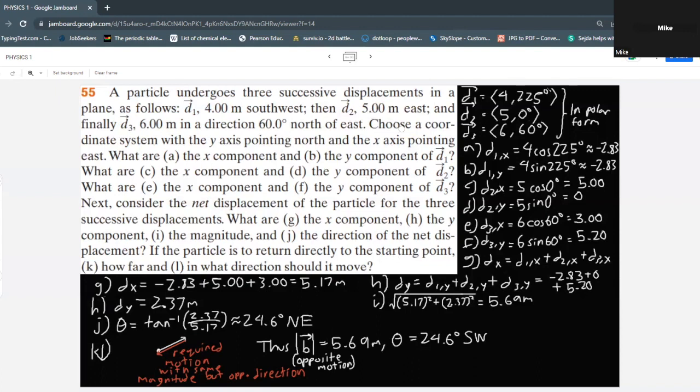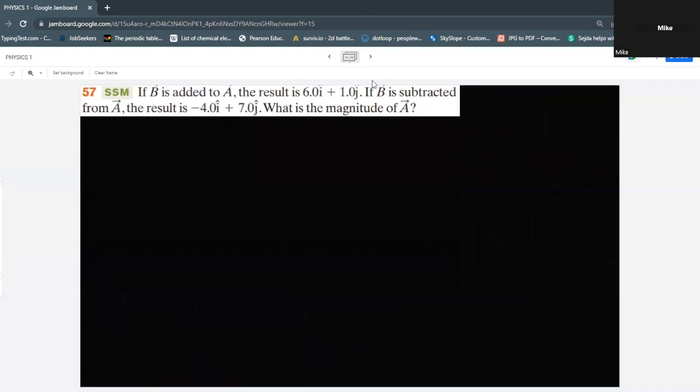The next one. This is an extremely hard problem. What is that? This is an extremely hard problem.